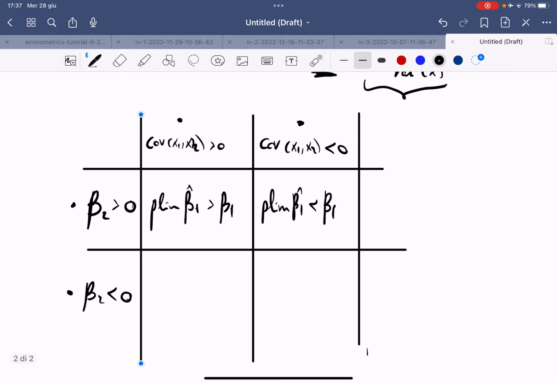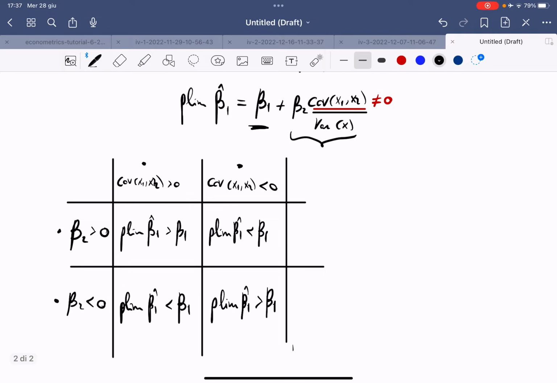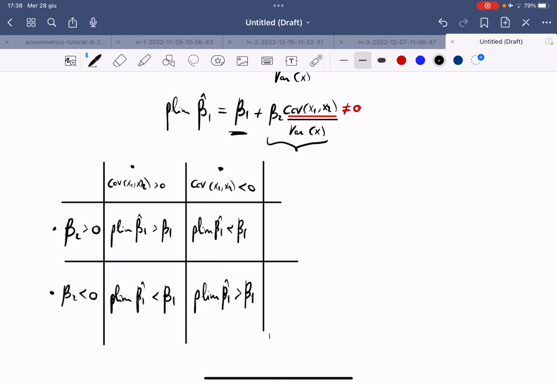Then when we have positive covariance and negative sign of beta 2, the probability limit of beta 1 hat will be smaller than the actual value of beta 1. And when there is negative covariance and negative sign of beta 2, the probability limit of beta 1 will be larger than beta 1. So in the end, this is what we are talking about when we are dealing with inconsistency due to omitted variables.